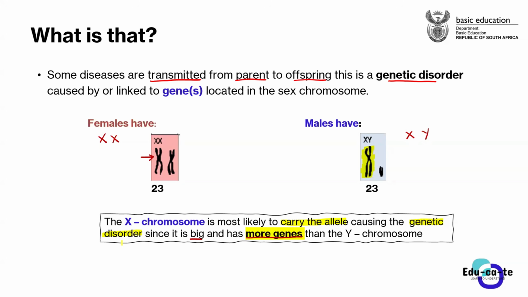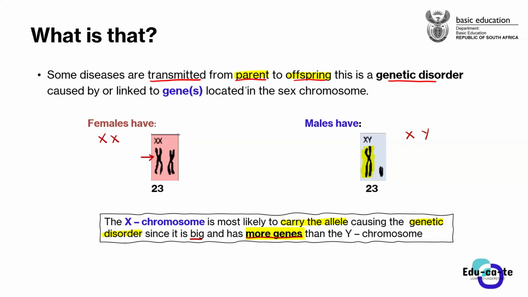All right, that's all about sex-linked inheritance. You should just know that, and the rest is now application. Just to give you a summary, sex-linked diseases are genetic disorders that are transmitted from parent to offspring.